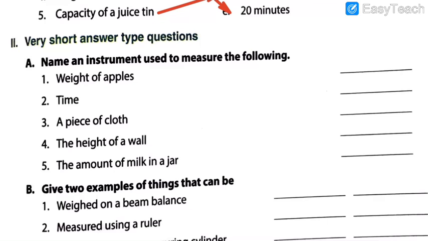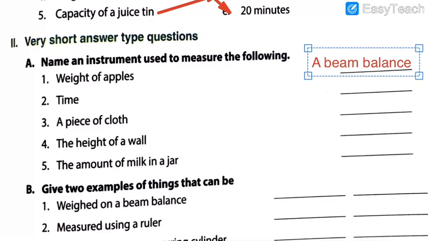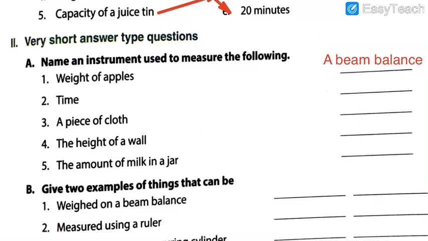So if you have written the answer, or if you have thought about the answer, let me write the correct answer anyways. So here is the correct answer, a beam balance. A beam balance is used to measure the weight. Now here for weight of apples, obviously a beam balance will be used.